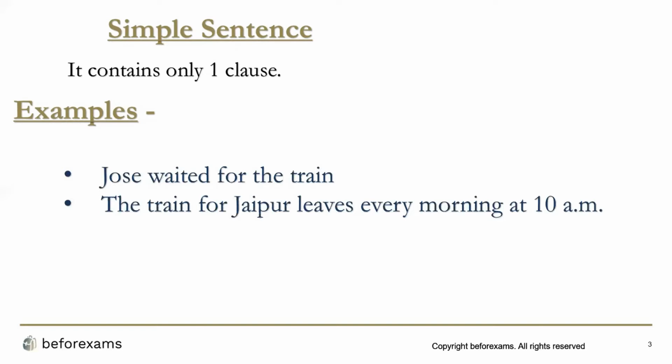Jose waited for the train. So this is a single piece of information that I am conveying in this sentence. The train for Jaipur leaves every morning at 10 a.m. In this sentence, I am giving only one piece of information, that there is a train which leaves for Jaipur every morning at 10 a.m. Now, there is a mistake that I have made intentionally in this sentence.